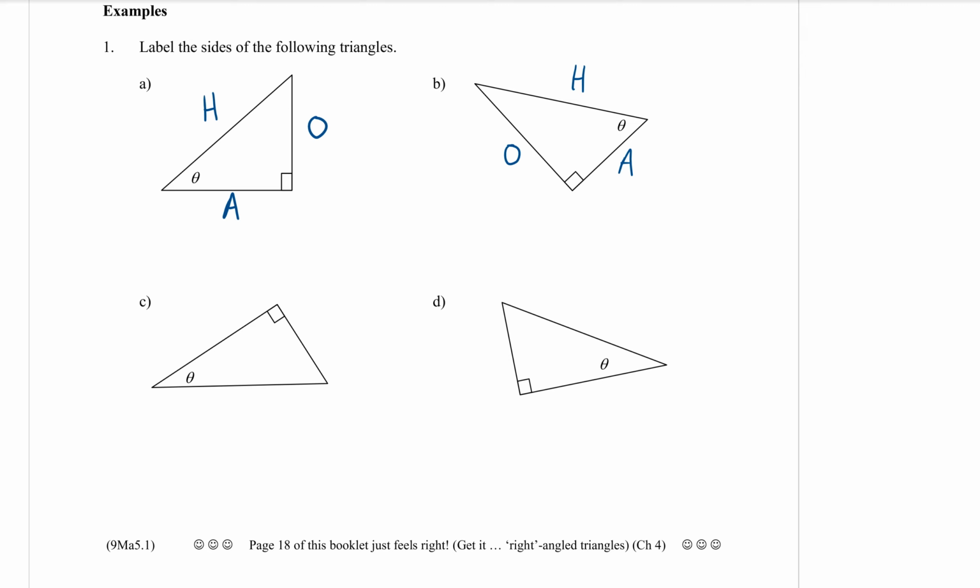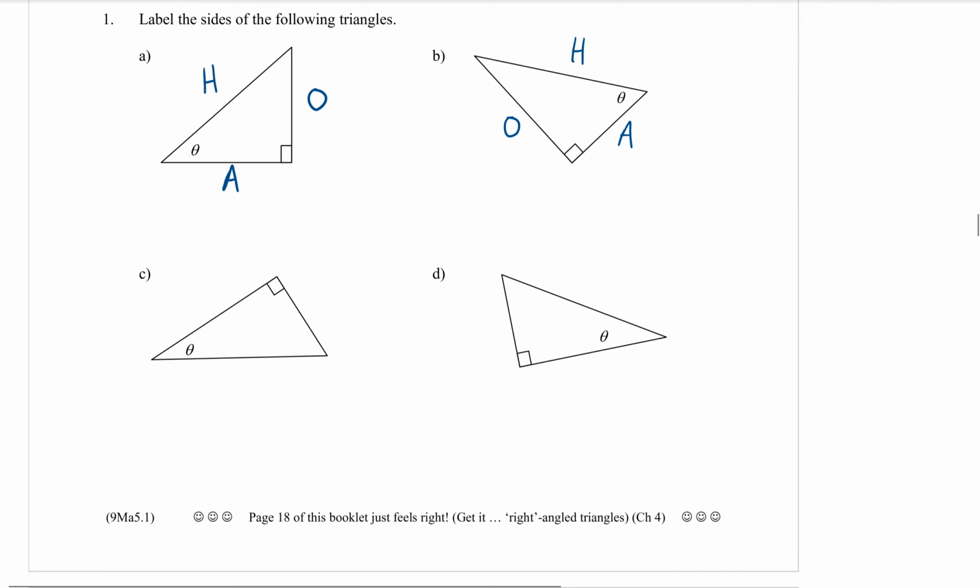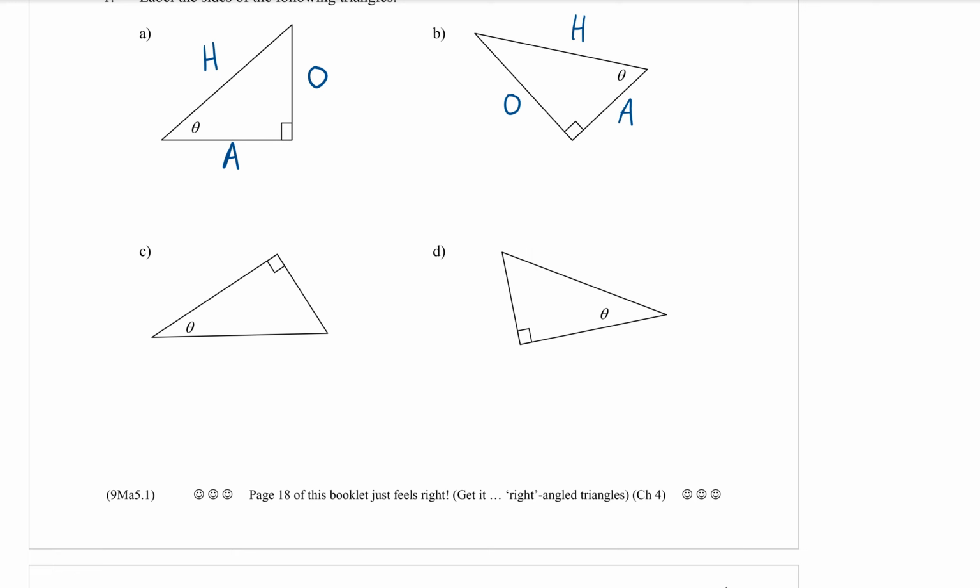Okay, you could pause the video if you want to and try part C and D. Across from the right angle is the hypotenuse. Across from the theta is the opposite. And between the two sides is the adjacent. Okay, next one. Across from the right angle is the hypotenuse. Across from theta is opposite. And this one is adjacent.